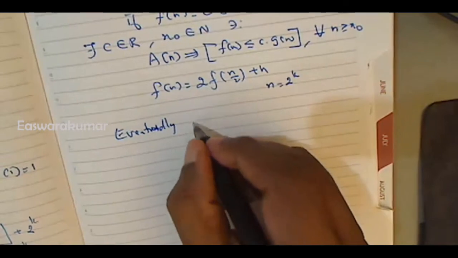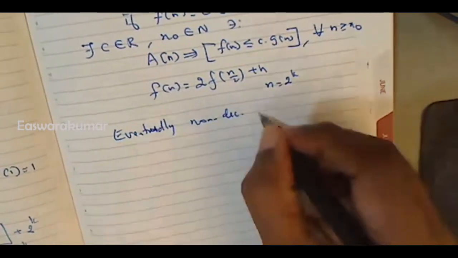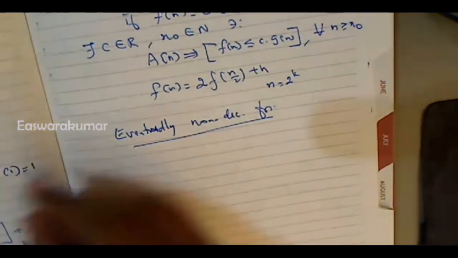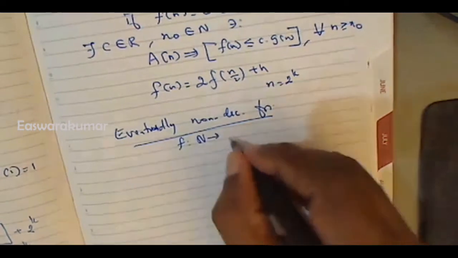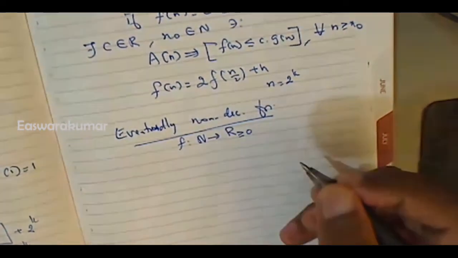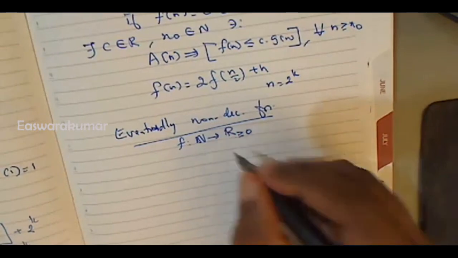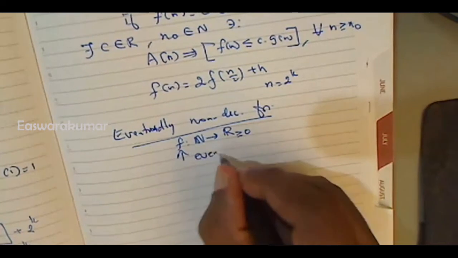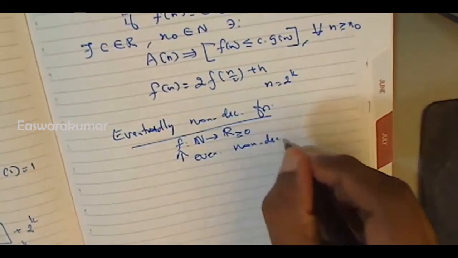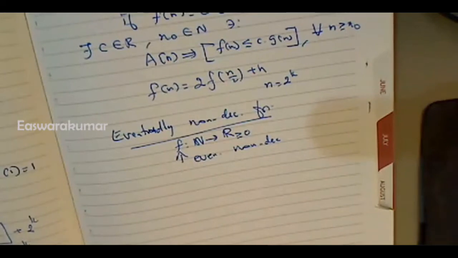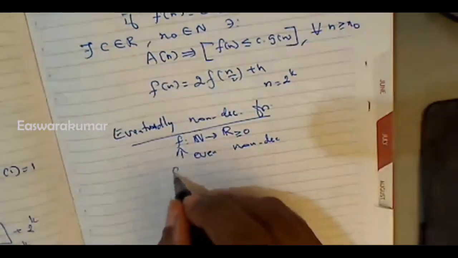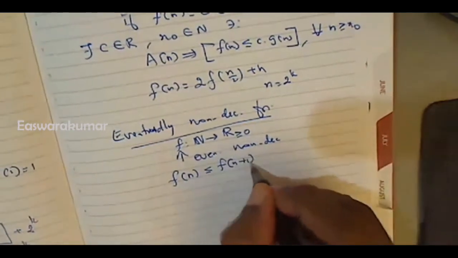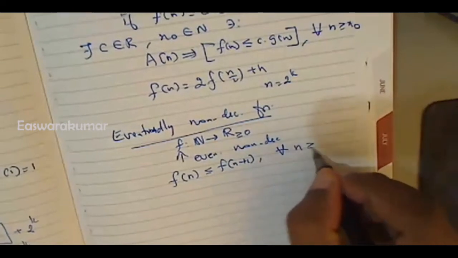Okay, eventually non-decreasing function. So that means if there is a function f from the set of natural numbers to the set of non-negative real numbers, and you say that this f is eventually non-decreasing, then what we say is f of n is less than or equal to f of n plus 1, once again, for all n greater than or equal to n naught.